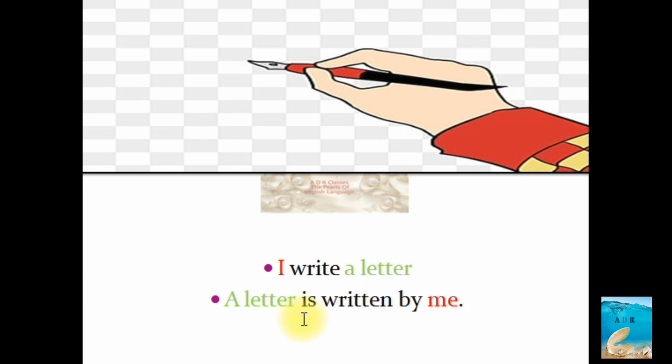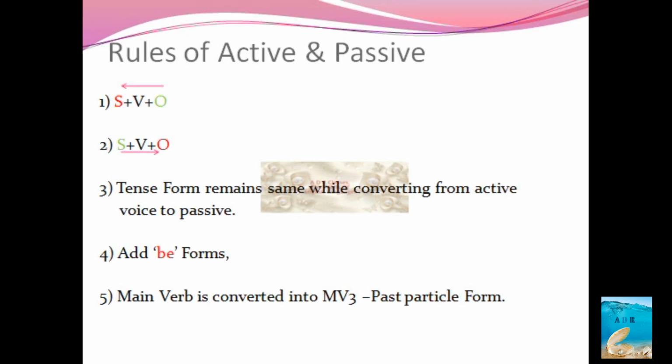Since write is in present tense form, the verb that we have taken here is the be form. So according to the rules, the tense of the sentence we have taken will remain the same. From active to passive, the tense will not change. Suppose the active is in present tense, it will not become past tense. Passive will never become past tense.